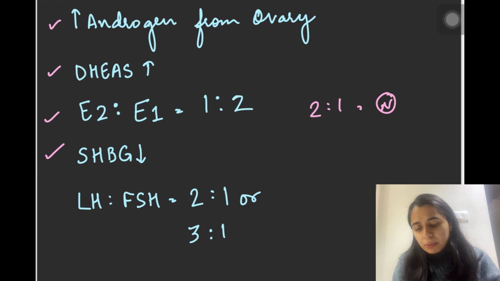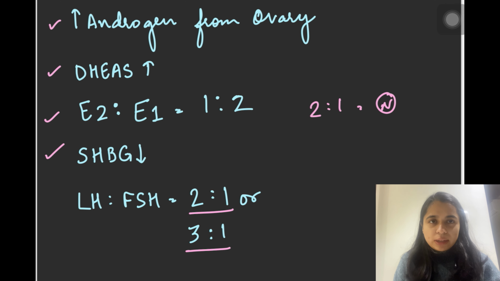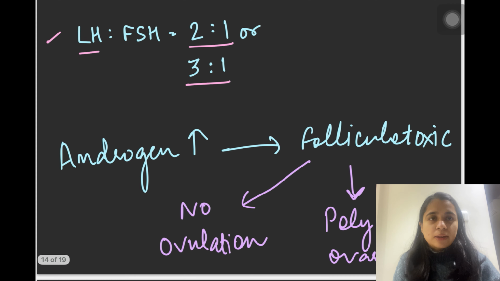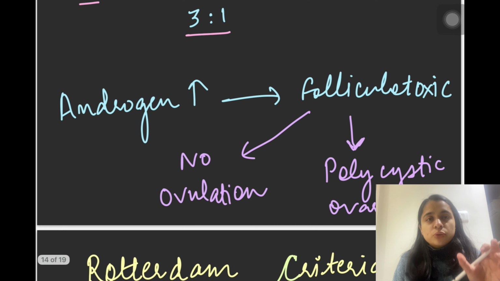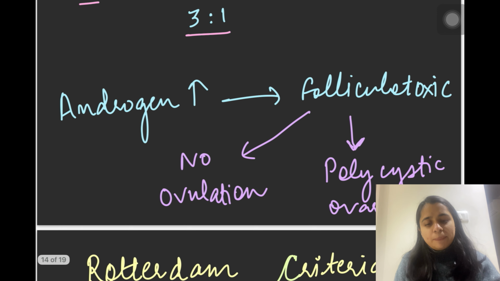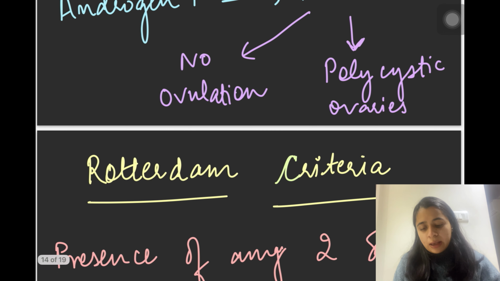Next, sex hormone binding globulin levels are also decreased in a PCOS patient. The LH to FSH ratio is 2:1 or it can be 3:1, meaning the levels of LH are increased in a patient with PCOS. So what happens there is androgen is more. When androgen is more, that has a tendency to be folliculotoxic. So when it is folliculotoxic, there will be no ovulation, leading to polycystic ovaries.